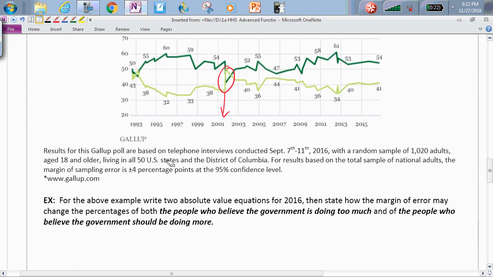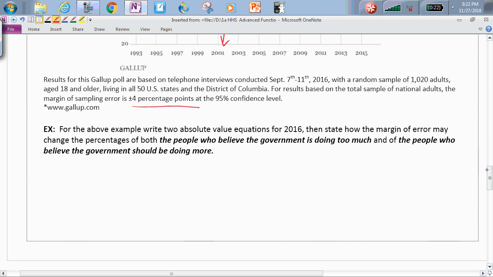So the results for this Gallup poll are based on telephone interviews conducted September 7 through 11th in 2016 with a random sample of 1,020 adults aged 18 and older living in all 50 US states and the District of Columbia. For results based on the total sample of national adults, the margin of sampling error is plus or minus 4 percentage points at the 95% confidence level. And for the above example, write 2 absolute value equations for 2016, then state the margin of error may change the percentage of both people who believe the government is doing too much and people who believe the government should be doing more. So let's start with too much.